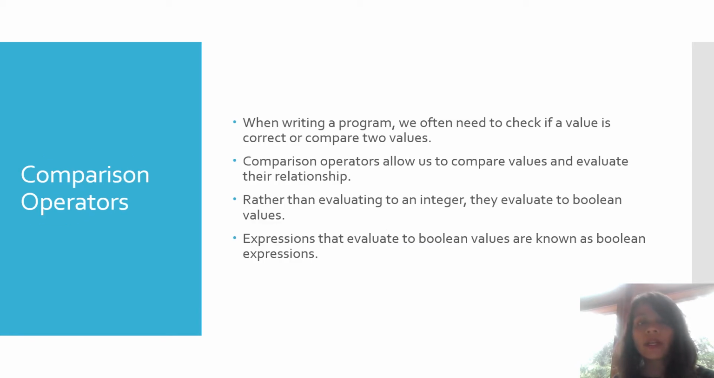Okay, so when writing a program, we often need to check if a value is correct, or also we can compare it to different values. So a comparison operator allows us to compare values and then evaluate the relationship. So rather than evaluating to an integer, they evaluate to either true or false values. The expressions that evaluate to Boolean values are known as Boolean expressions.